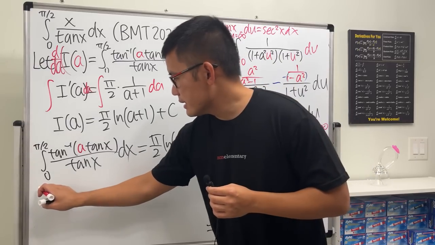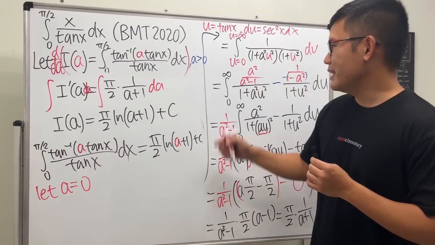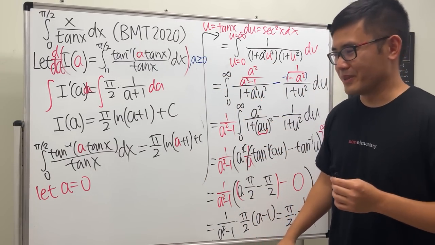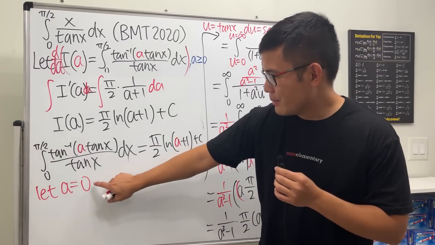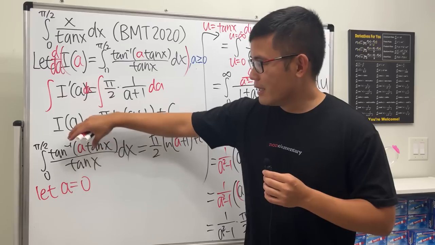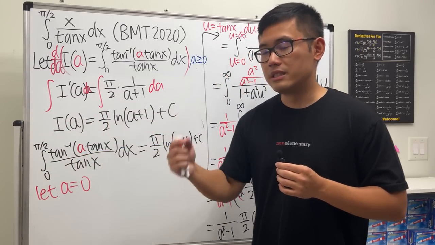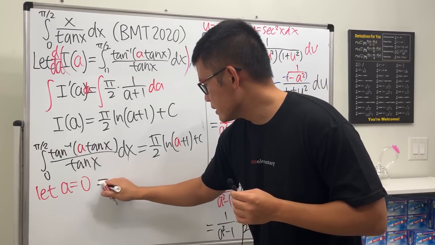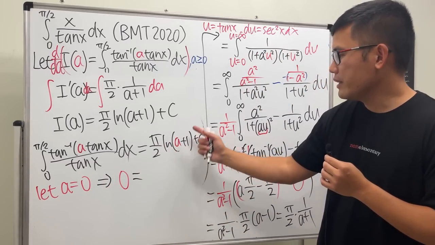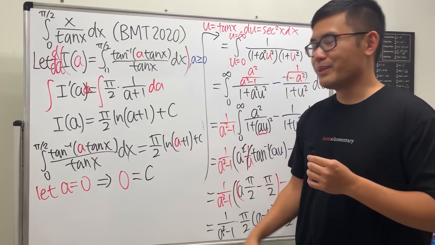Don't worry. Let's let a equal to a very nice number. Let's say 0. So technically right here, I'm going to say a is greater than or equal to 0 because I need to use 0 as well. When we do that, put 0 into here. 0 times tangent is just 0. Inverse tangent of 0 is 0. The whole thing is 0. And when we integrate 0 from 0 to pi over 2 is 0. So the left-hand side will give us 0. And then the right-hand side, when we put 0 in here, ln 1 is 0. 0 times this is 0 plus c is equal to c. So c is equal to 0.